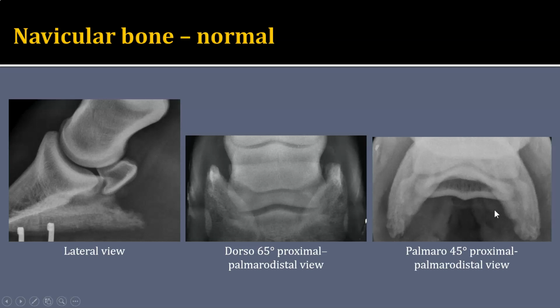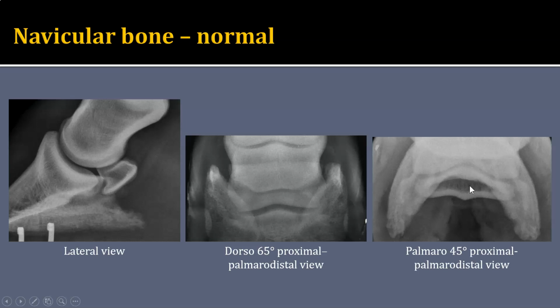tangential view, which is the palmaro 45-degree proximal, palmaro-distal view of the navicular bone that is situated between the palmar processes of the distal phalanx. And again, there's an articular surface, but we're really interested in this flexor cortical surface as well as the medullary region. And then remember, there's a little sagittal ridge on this bone as well. So this is a very normal navicular bone on all of these views.